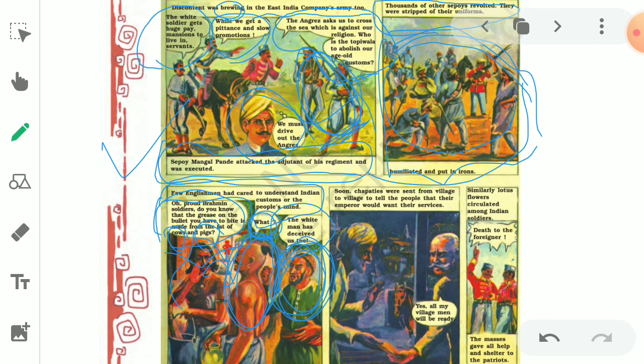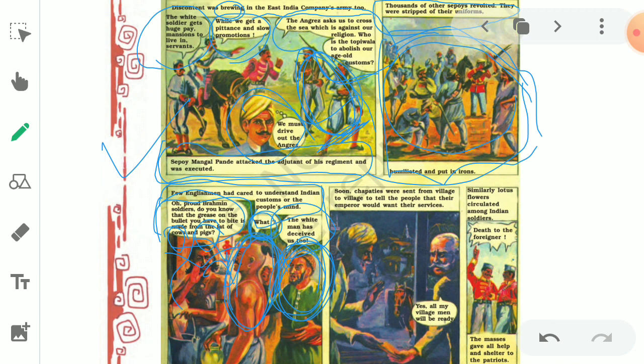Why? Because there are two animals, cows and pigs. Hindu people don't eat cows, similarly Muslims won't eat pigs. So this is the message that was given to them. In this way, Indian people started to go against the British, because when it comes to their religious customs, the British people came to make the religion divided.